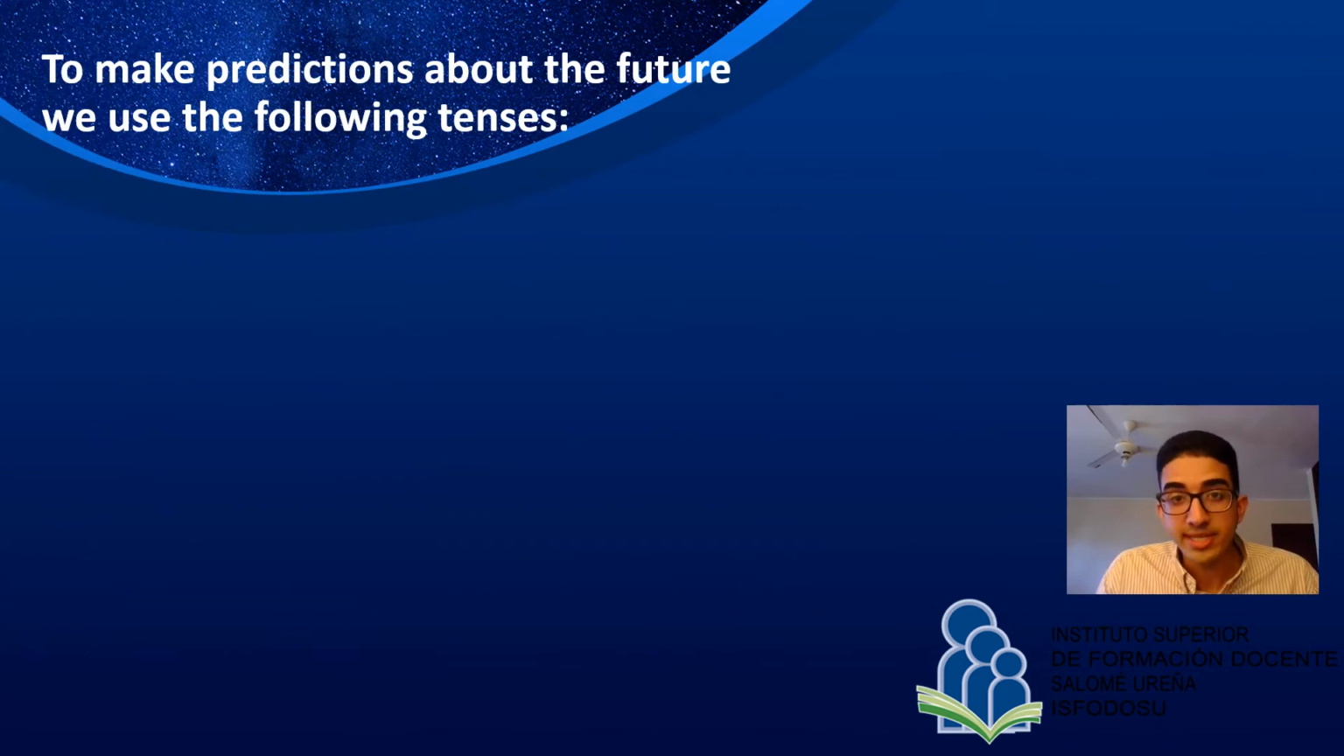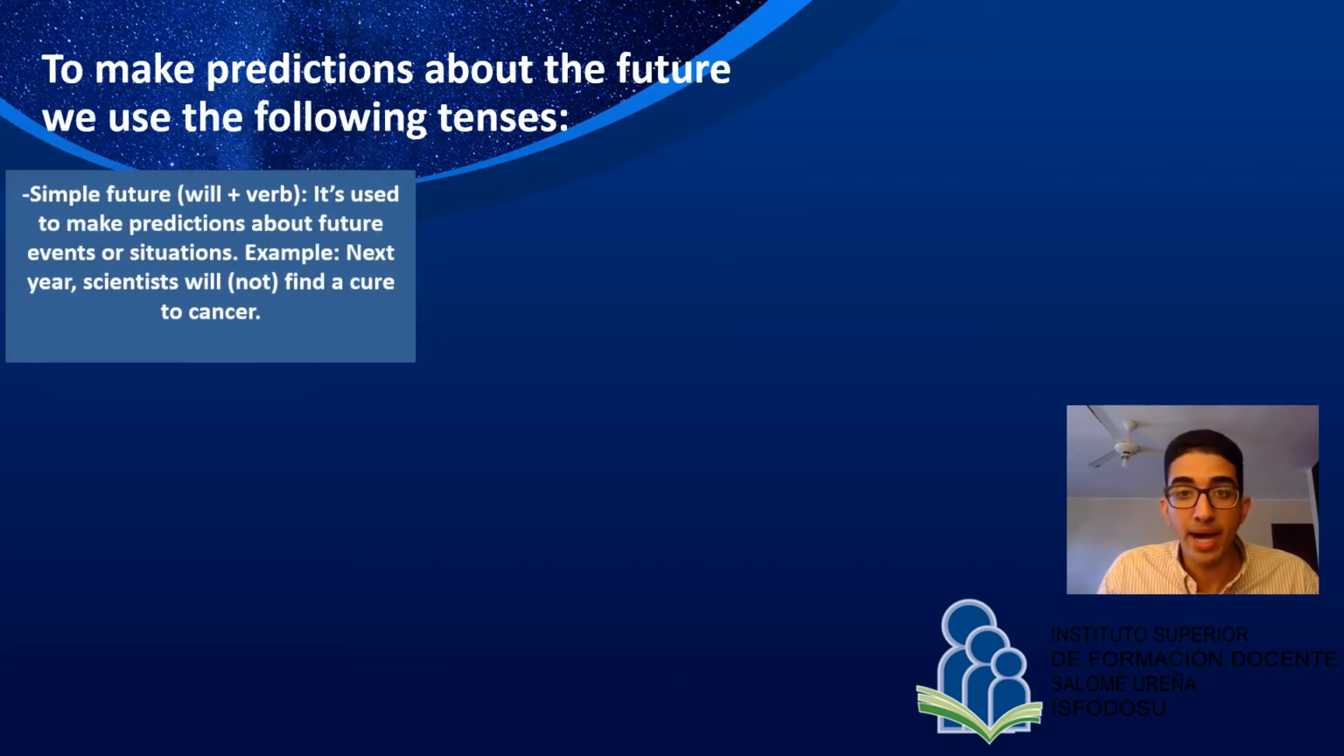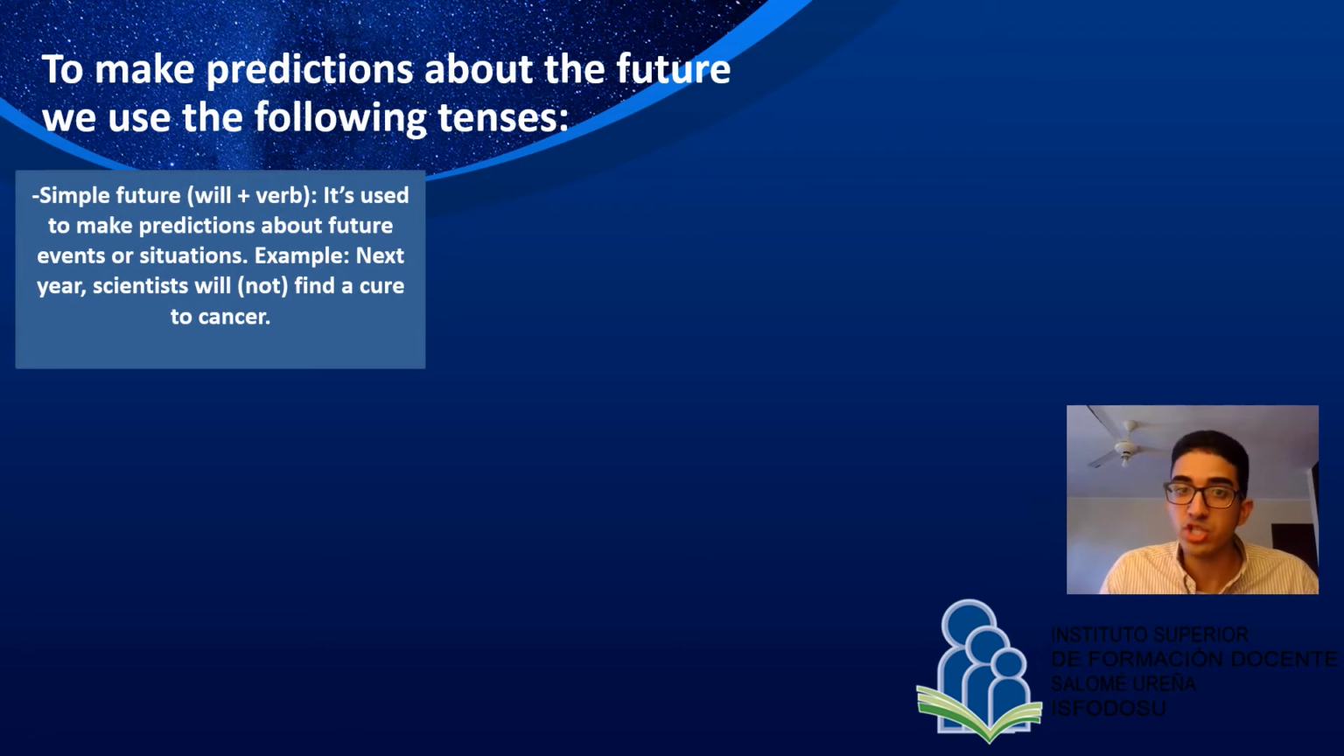Well, on this part of the unit, we are talking about making predictions about the future. And to do this, we are going to use the following tenses. The first one that we are going to talk about is the simple future. The simple future is the auxiliary verb will, or the modal verb will, plus the verb in its base form. It is used to make predictions about future events or situations. Example, next year, scientists will find a cure to cancer, or scientists will not find a cure to cancer. So we use the simple future to make predictions about activities, events, or situations.